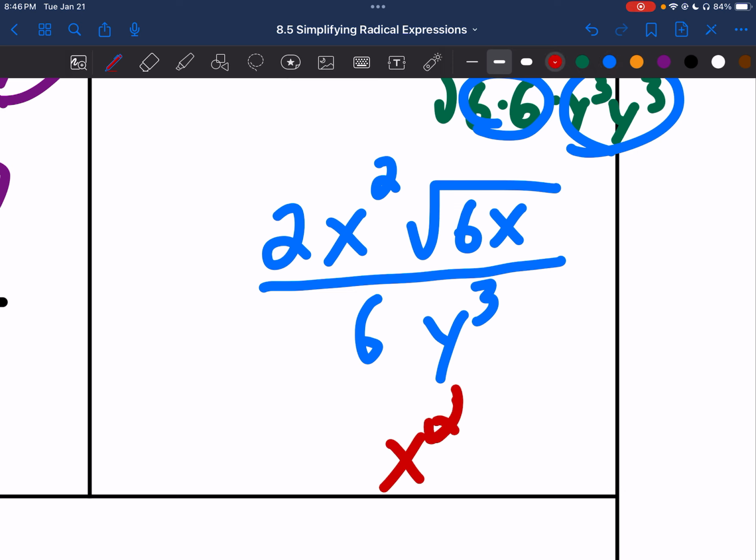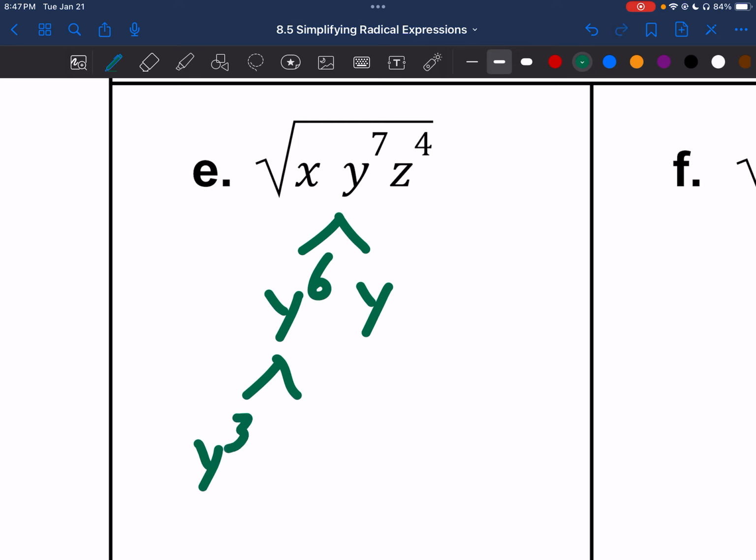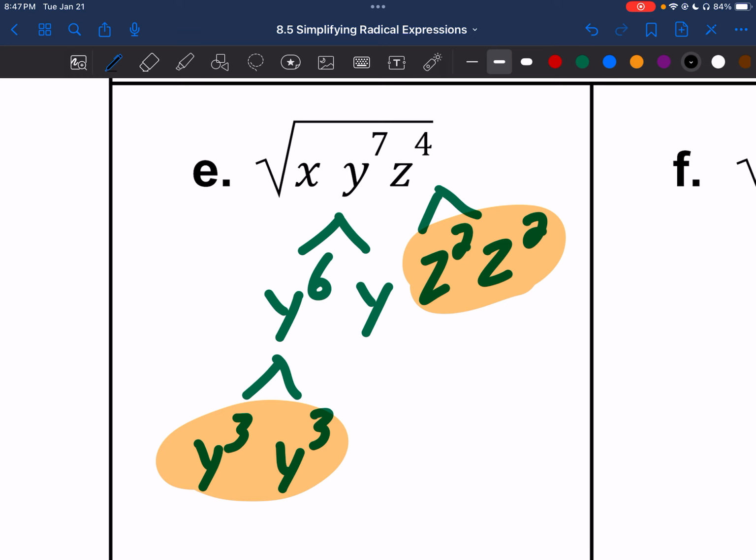All right, letter E, x. Can't do anything with that. y is y to the 6th times y. y to the 6th is y to the 3rd, y to the 3rd. z to the 4th breaks into z squared, z squared. So y to the 3rd is a pair. z squared is a pair. So we go ahead and bring those out. We have y to the 3rd.